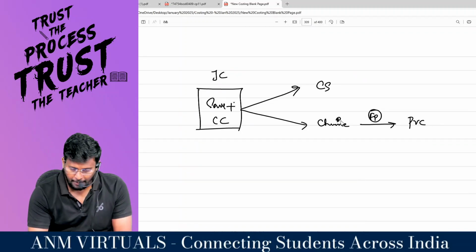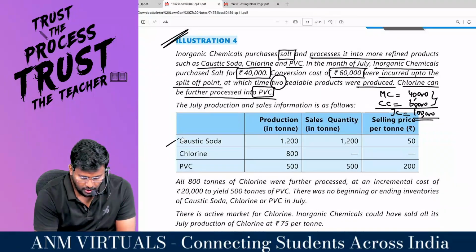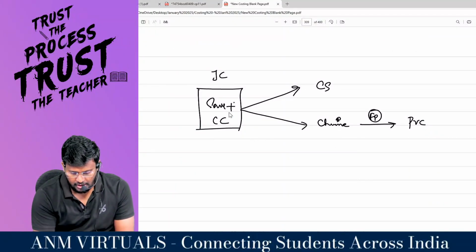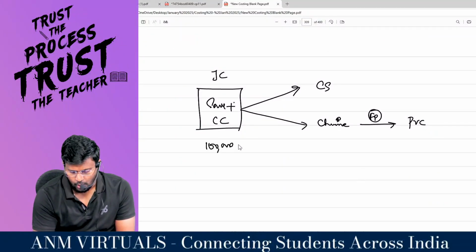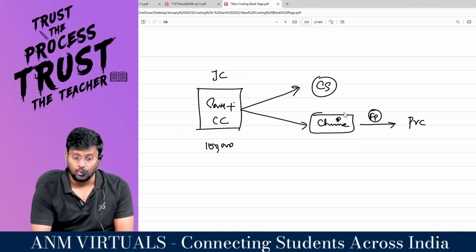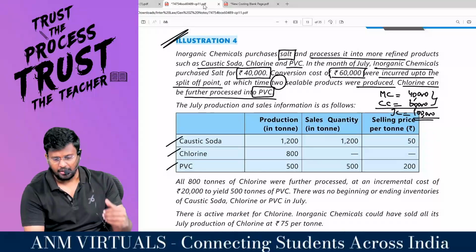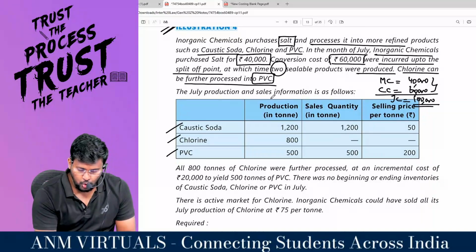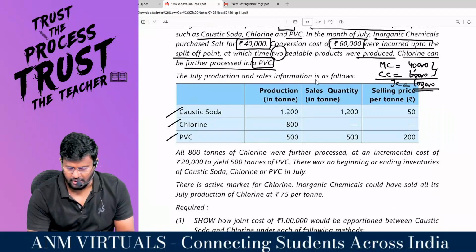But in the question they have given all three, caustic soda, chlorine, PVC. So you tell me, this joint cost of 1 lakh, do you apportion to 2 products or 3 products? Only to 2 products, not to 3 products. Based on how the question is framed, there is a chance we might apportion to 3 products. We should not apportion like that.